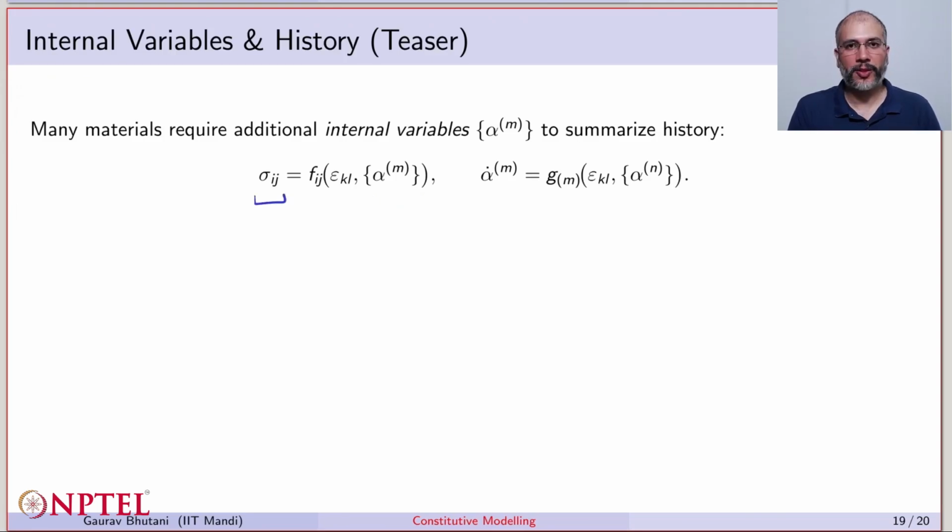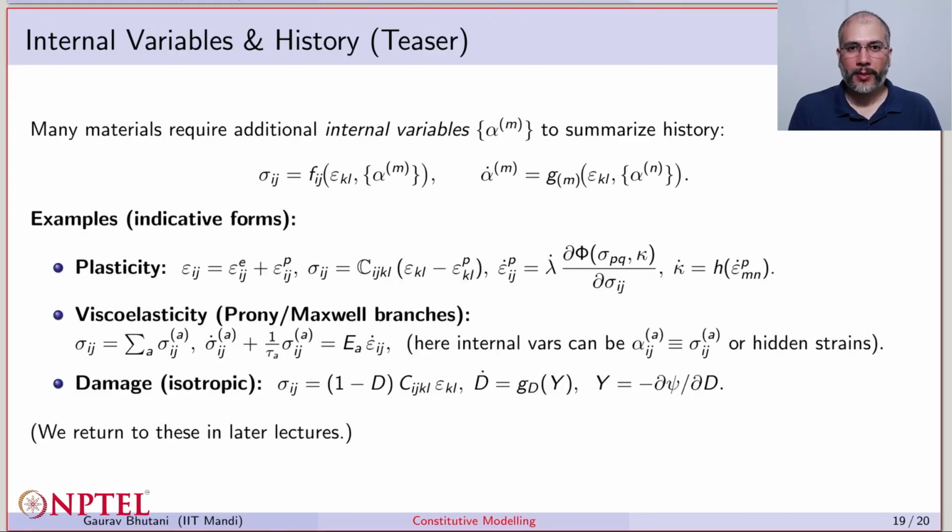So typically what we'll see is that the response function will be written as a tensor function of epsilon, or maybe temperature as well, and then some internal variables alpha m's. And the material derivative of alpha m's will be specified through another function which depends on the strain and other internal variables as well. Just as a teaser, I present some situations where we use alpha m's, although we'll discuss this in more detail this week.